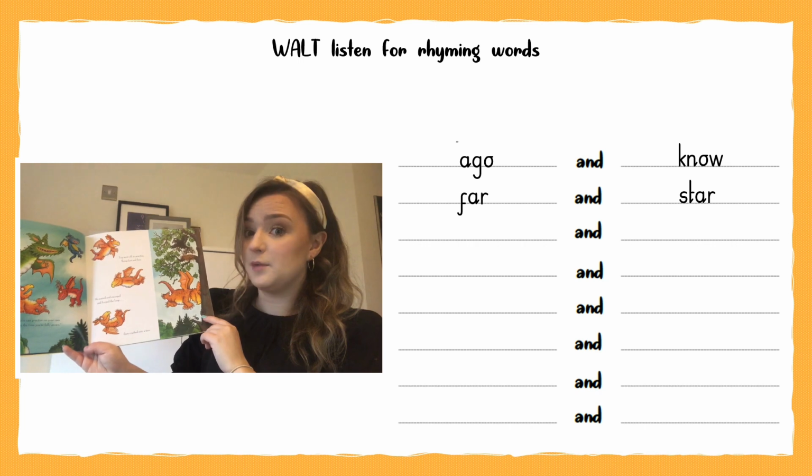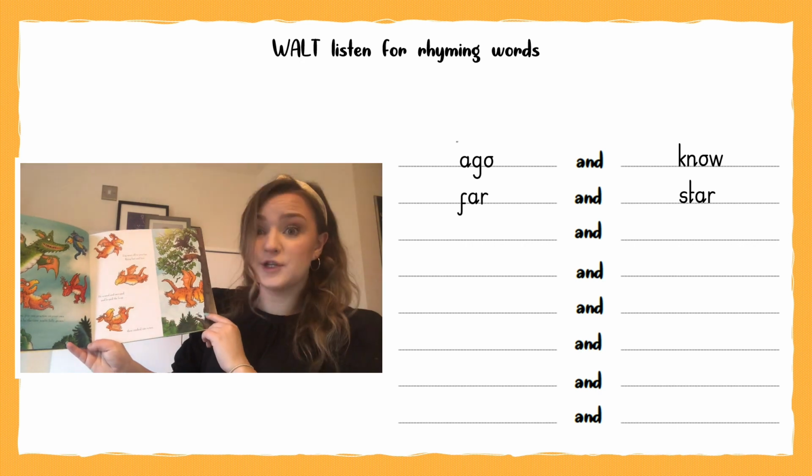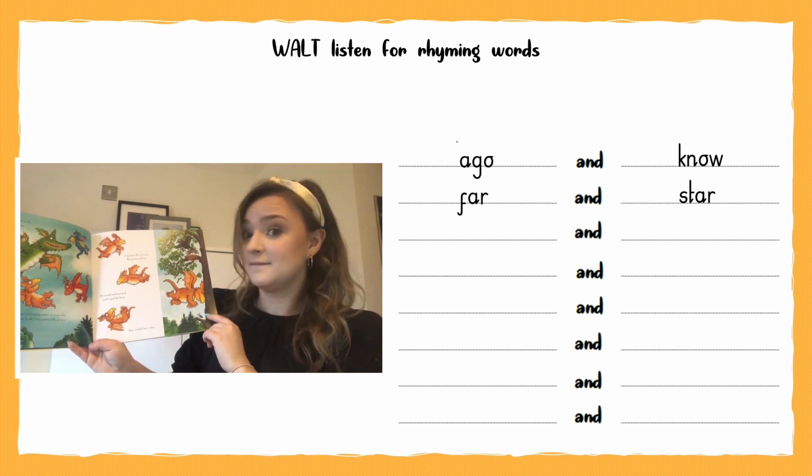Zog went off to practice, flying fast and free. He soared and swooped and looped the loop, then crashed into a tree.